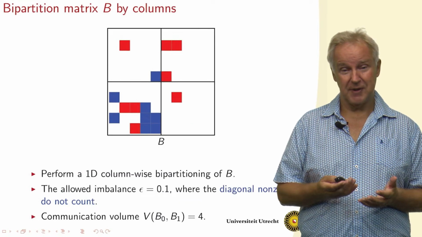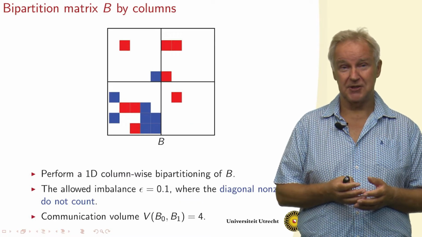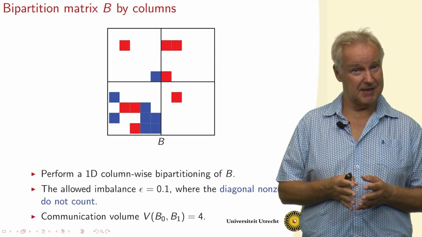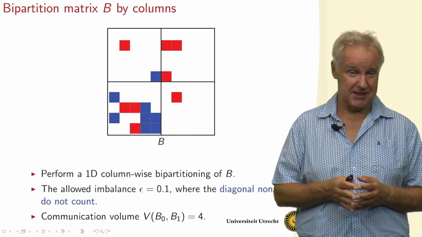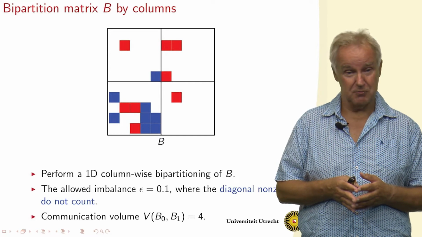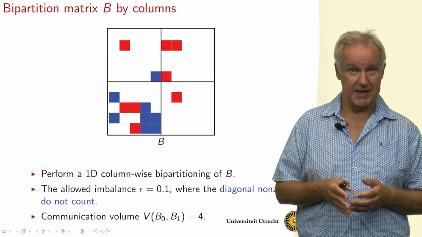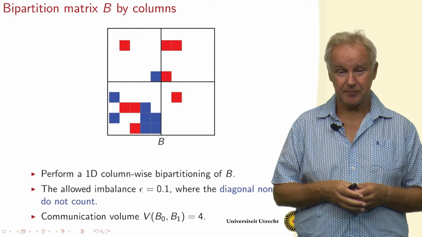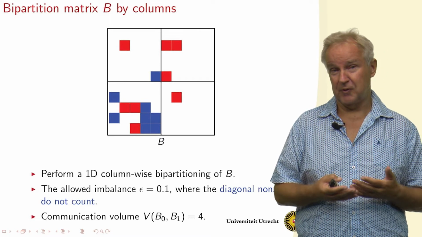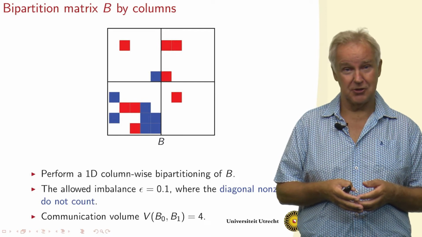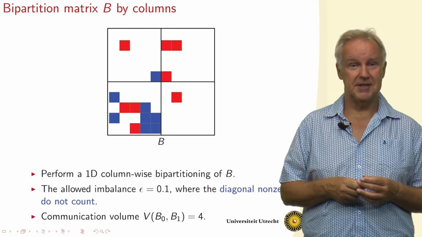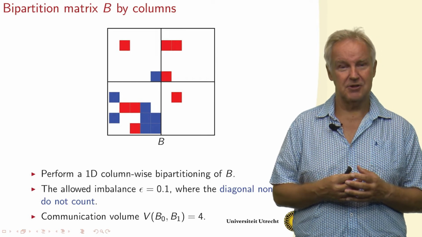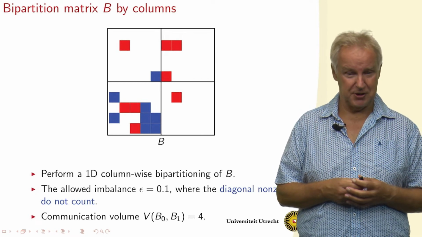And then once we have this B matrix, what we can do is we want to keep the columns together. So we assign complete columns to processors. In this case, column 0 is blue, column 1 is red, etc. And we take care that there's a good load balance, but we do not count these new diagonal non-zeros. We only count the non-zeros of the original matrix.